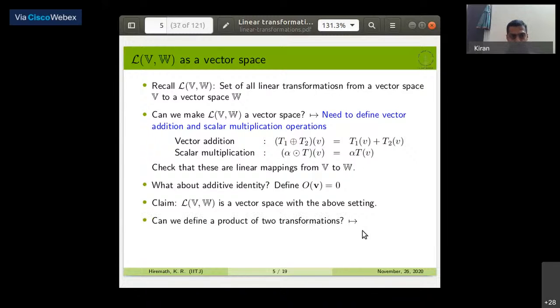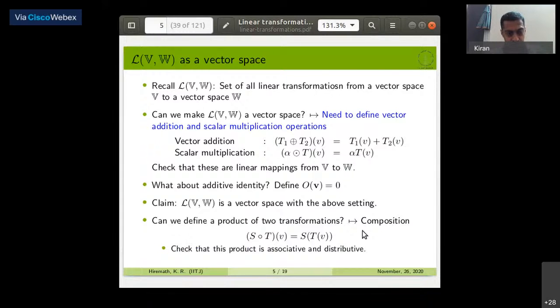So we have defined vector addition and scalar multiplication, but what about the regular multiplication or product of two transformations? Can we define that? We can use composition. We can define multiplication directly as composition of any two maps. Yes, if the ranges and domains are properly defined, then we can actually define the composition.